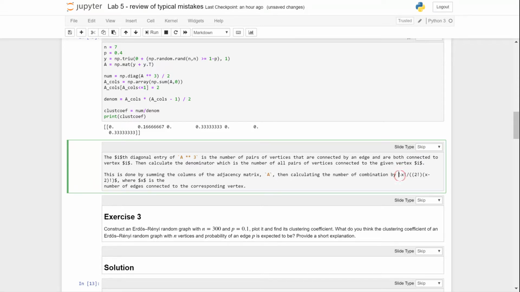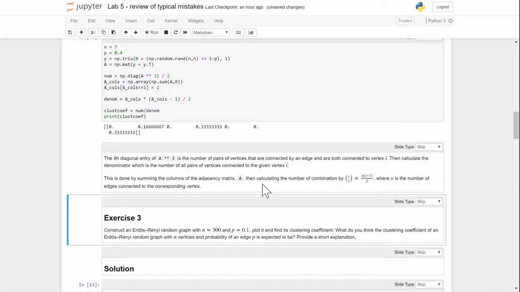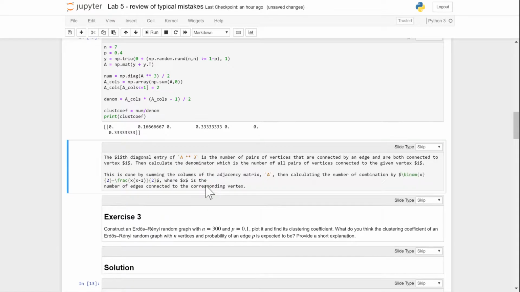Then calculating the number of combinations, but this is actually just n choose 2, right? So instead of doing this, we could write a binomial coefficient, binom x 2, and it is very well known that this coefficient is just x times x minus 1 over 2. Okay, so now it's better. Where x is the number of edges connected to the corresponding vertex.